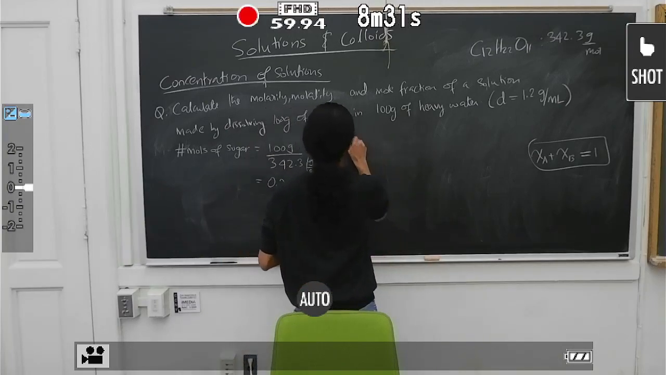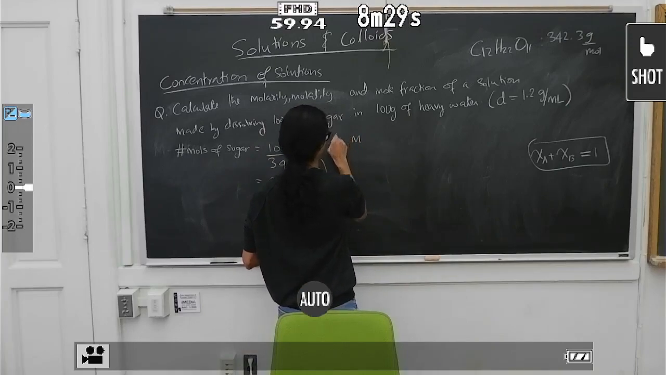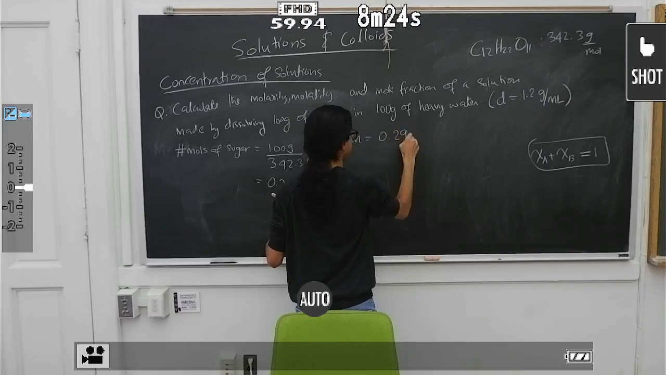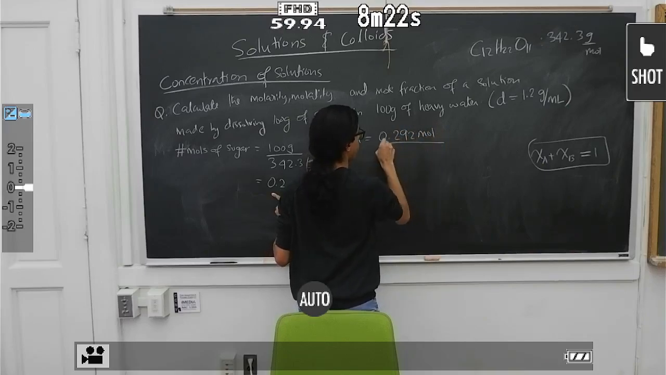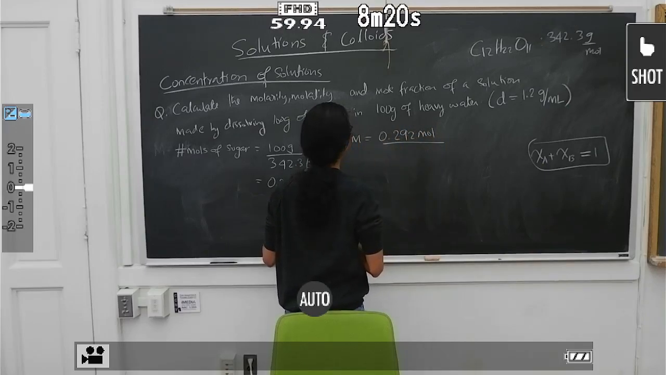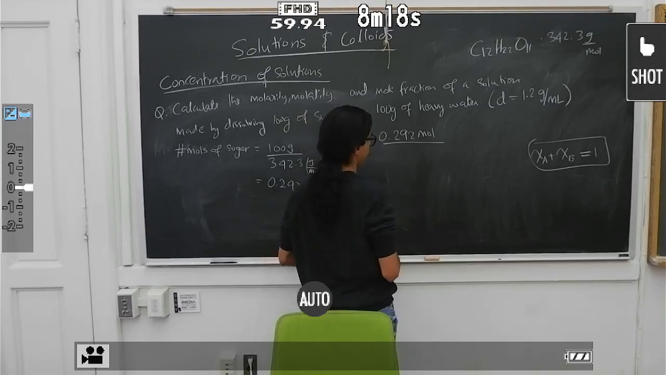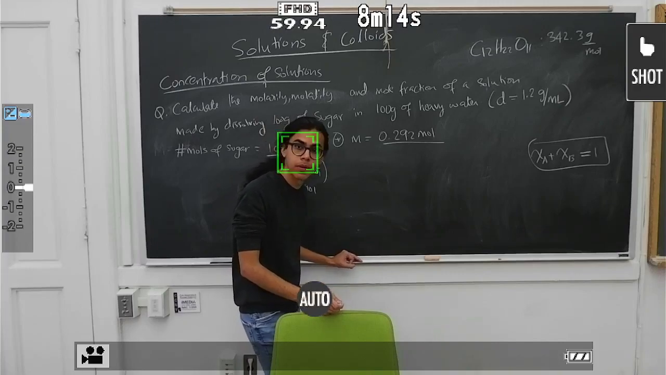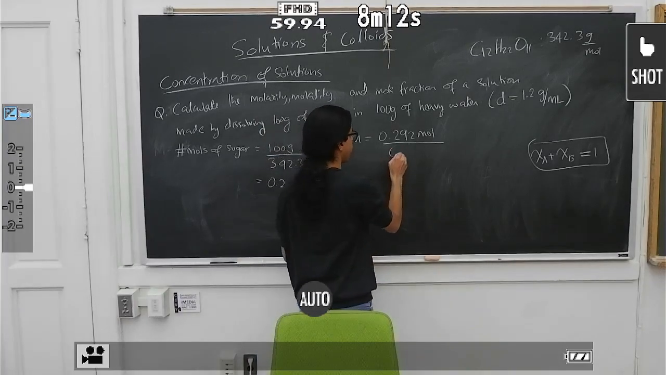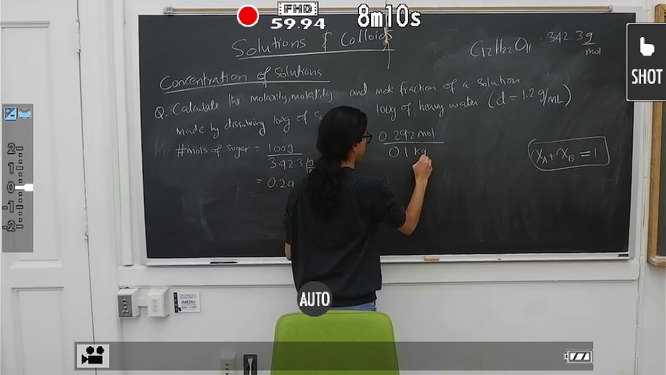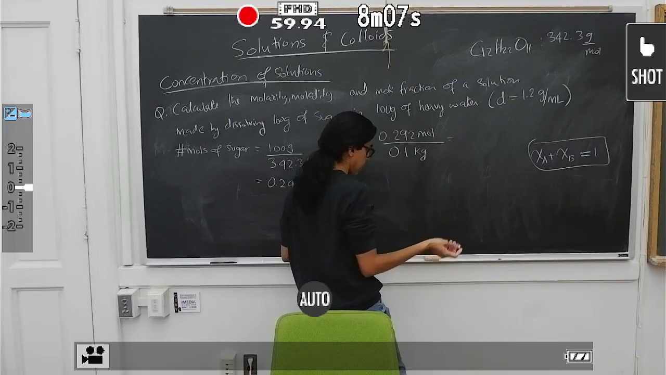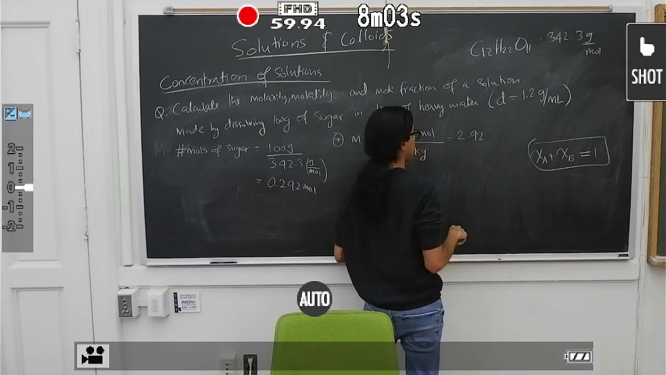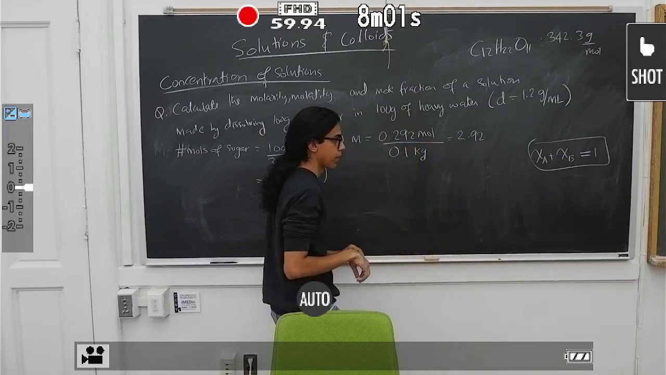So little m, molality, is going to be 0.292 moles of sugar divided by kilograms of solvent, which is heavy water. So what do I put on the bottom? 0.1. Convert it into kilograms. This will give you 2.92 moles per kilogram.